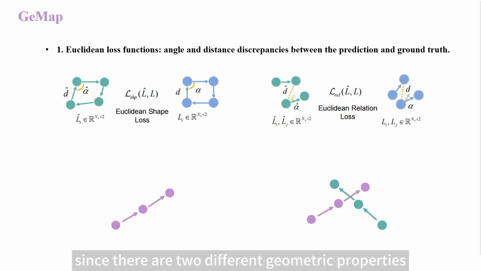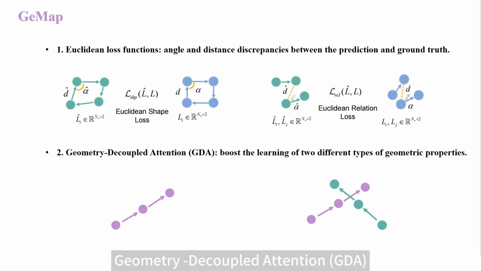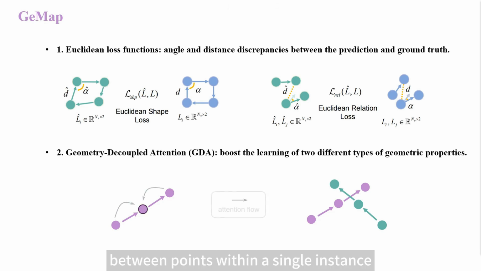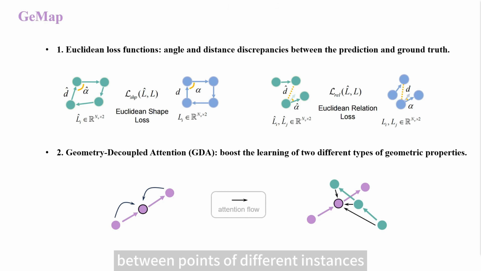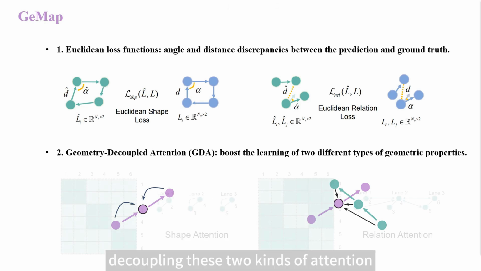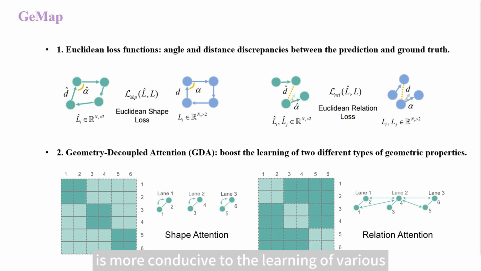In addition, since there are 2 different geometric properties, shape and relation, we also adjust the attention module to form geometry decoupled attention. We use shape attention between points within a single instance and relation attention between points of different instances. Decoupling these 2 kinds of attention is more conducive to the learning of various geometric properties.